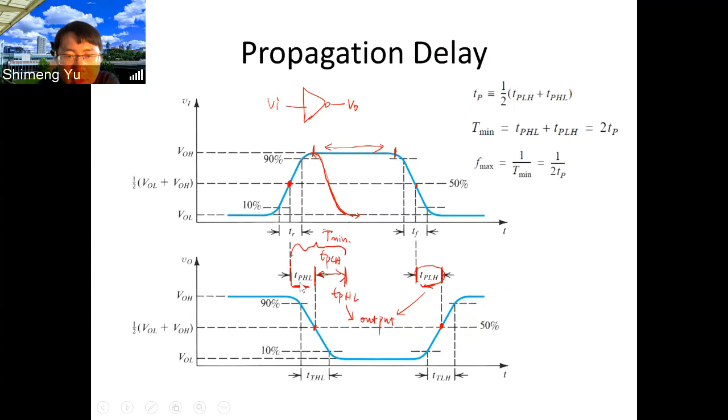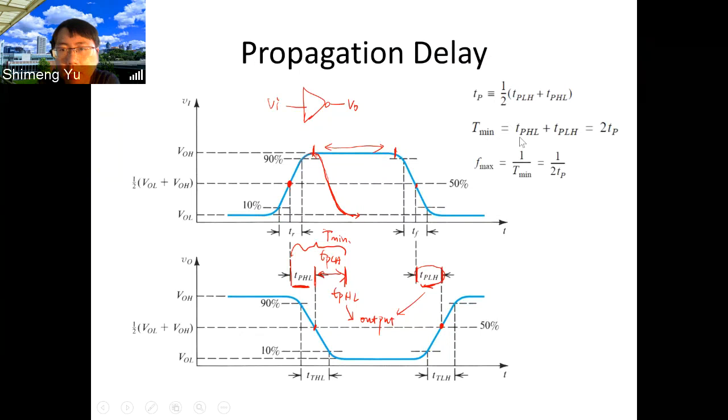So here the TPHL is with respect to the output, the output high to low transition. And then the TPLH is the output low to high transition. So the HL and LH are with respect to the outputs. And the reason we care about this TP is that it determines the minimal clock cycle.